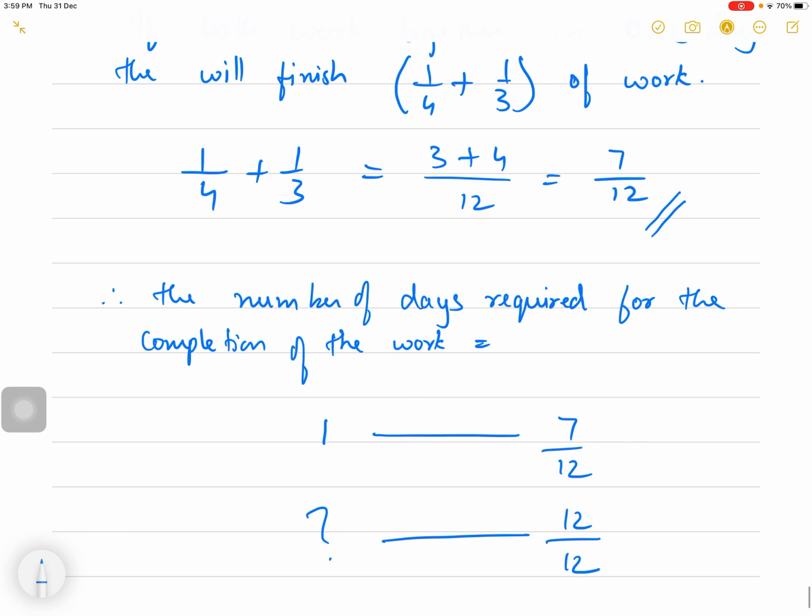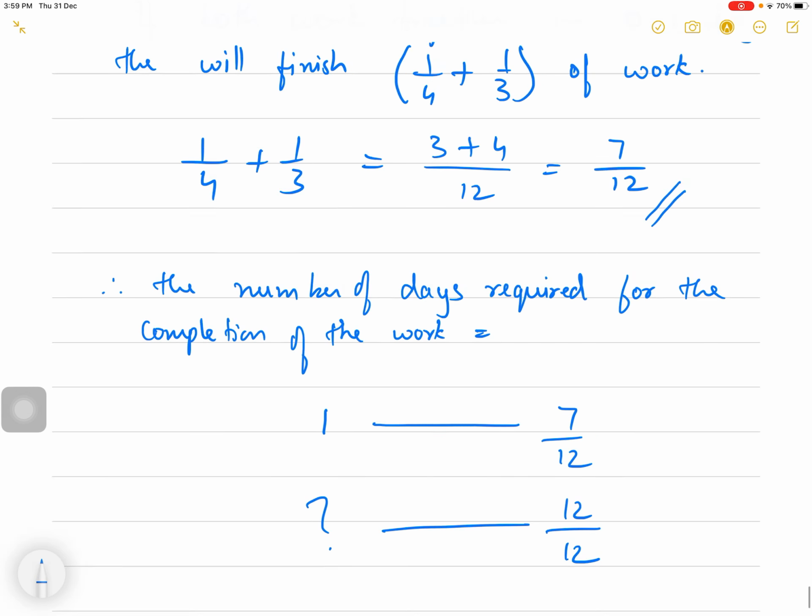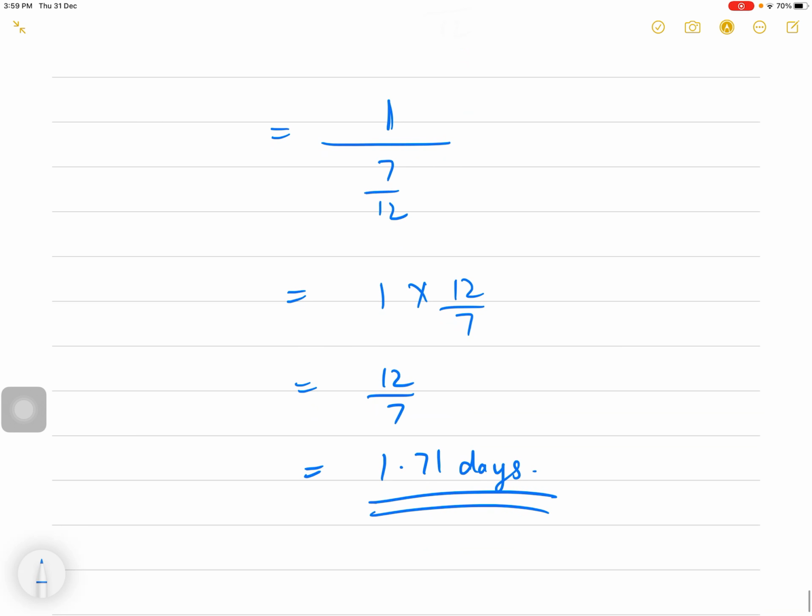So the number of days required to complete the work is equal to 1.71 days.